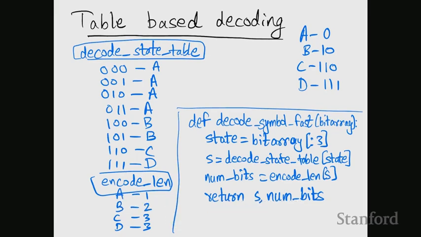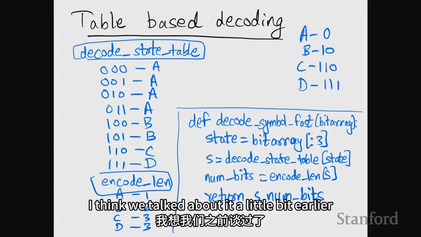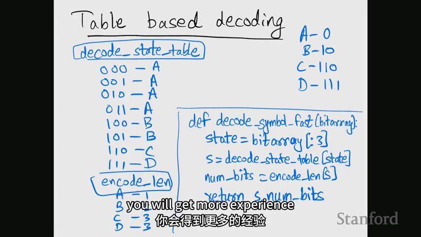It's just not clear to me why that array would even exist in the first place. I think we talked about it a little bit earlier. As you do the homework, you will get more experience.